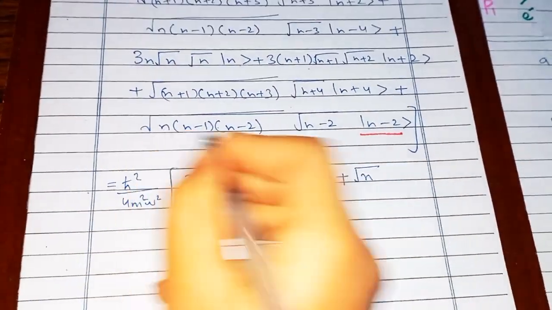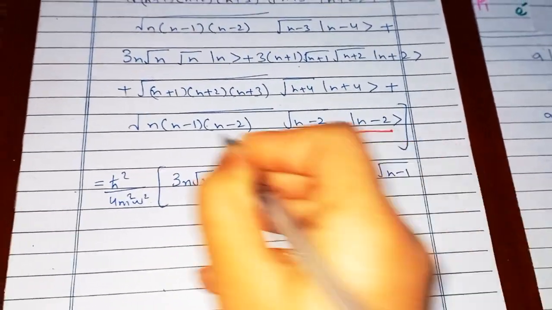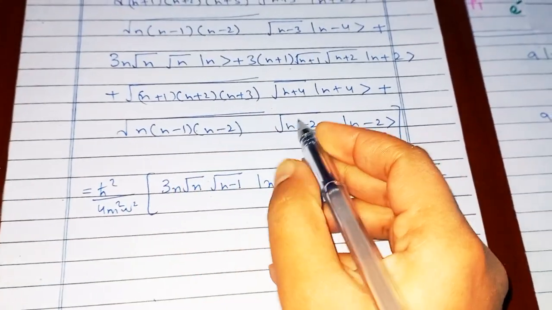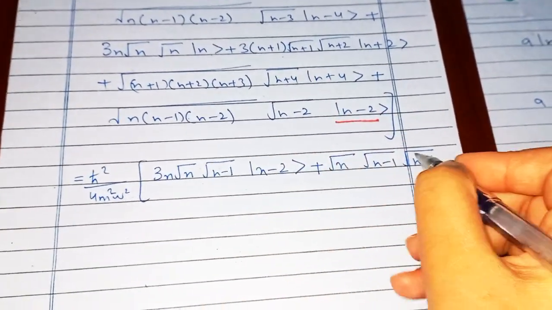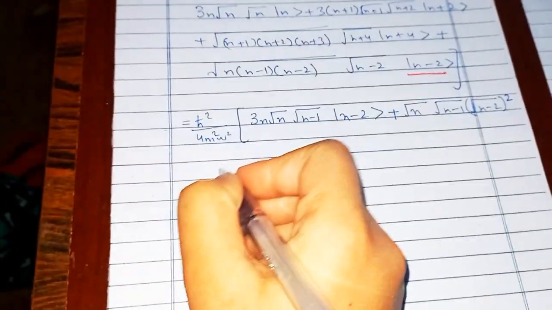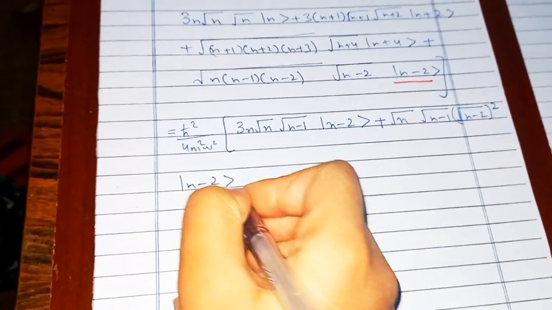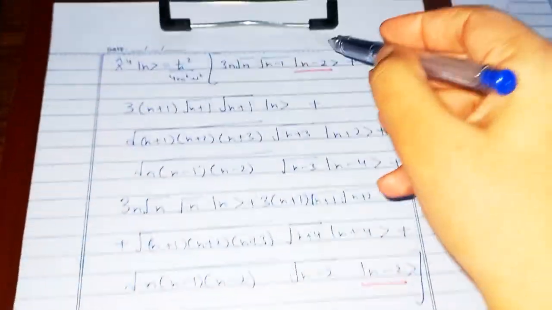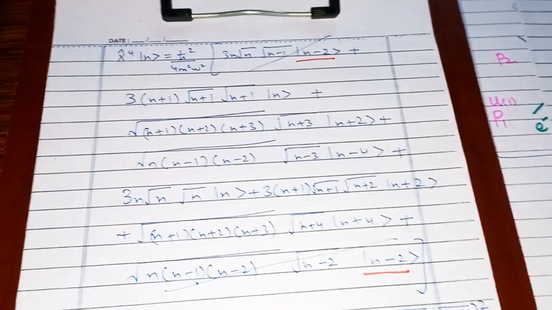So it's under root n, then under root n minus 1 second one, and we have under root n minus 2 this one, and we have this under root n minus 2 as well, so I'll take it as a square, then this ket, n minus 2, it's the ket with this thing. And next, let's see, we did that. Now let's see the next common ket.